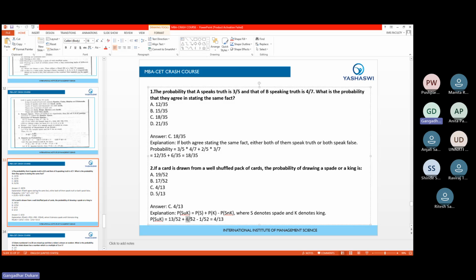Here 52 is your total sample, that is the total number of cards in this particular deck, N equal to 52.